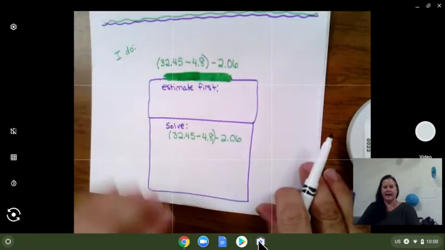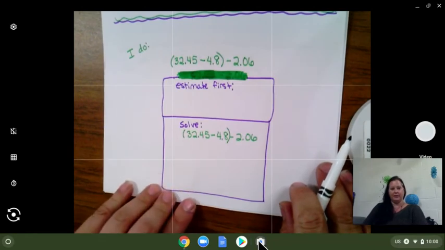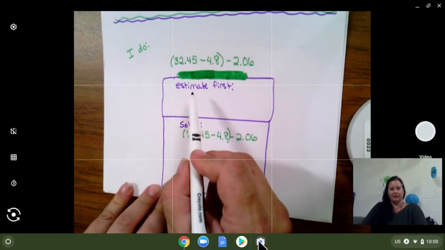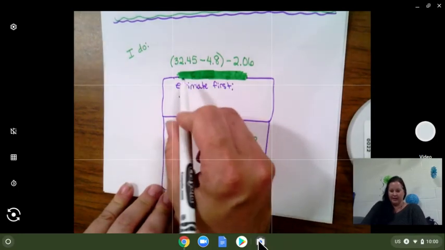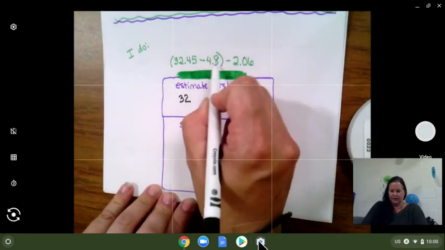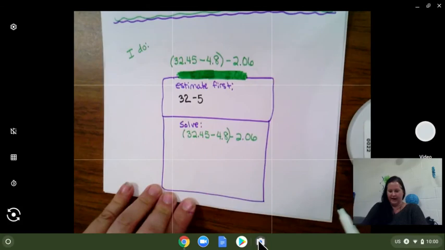Okay, this is my I do. This one you just watch. So sit back and watch what we're going to do here. So I'm going to round these numbers to the nearest whole number, and I see the 4 tells me to round that back to 32. This 8 tells me to round that one up to 5.